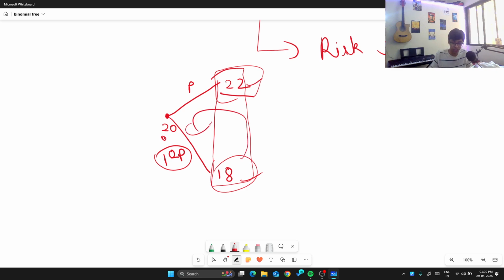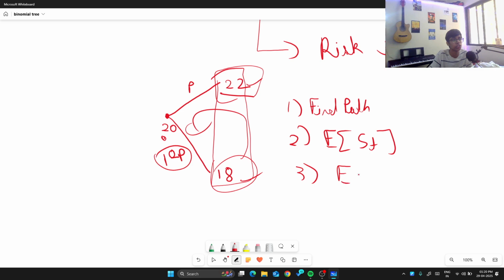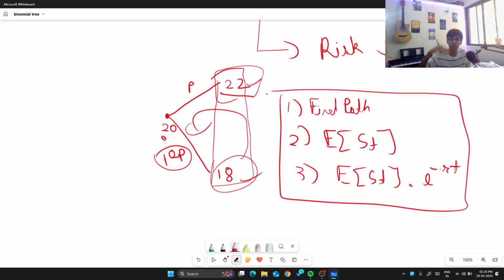So the thing you have to remember is, first, we have to find the path. Then we have to find the expectation of the future cash flow, let's say ST. And third, we have to discount it to T0 by e to the minus R times T. That's the basic methodology we follow in this. It is more involved than this.